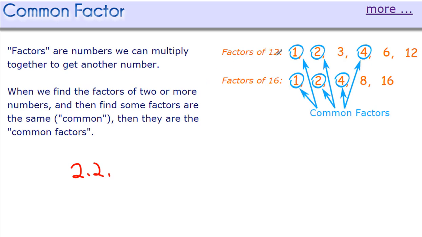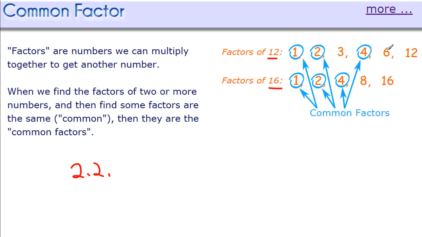So let's say we got the number 12 and the number 16. With those two numbers, there's a lot of things that can divide those numbers evenly. So for example, 1 can divide 12 evenly. 12 divided by 1 is 12. 2 can divide it evenly. 12 divided by 2 is 6. 3 can divide it evenly. 12 divided by 3 is 4, and so on.